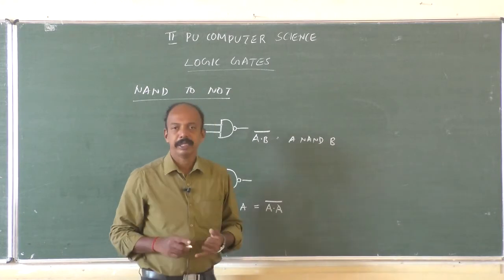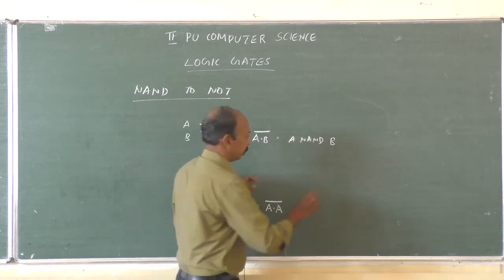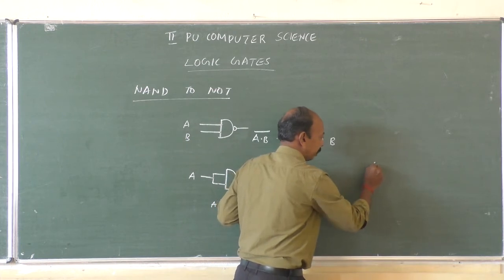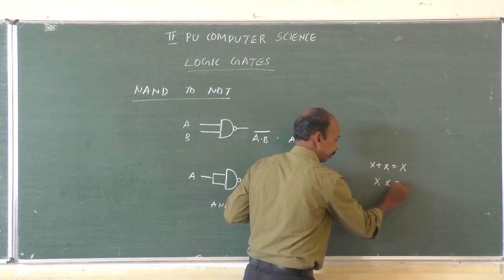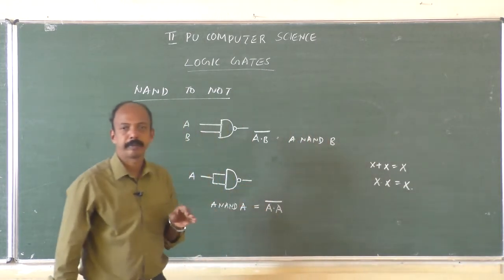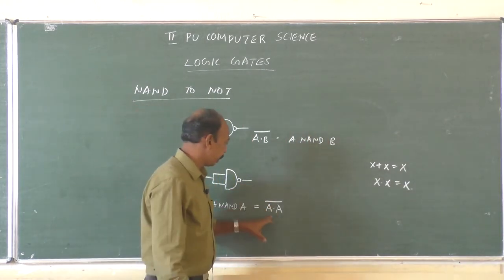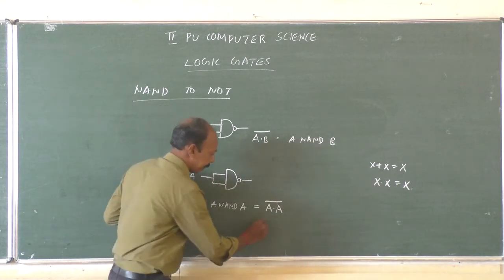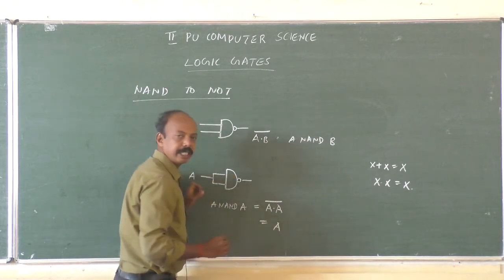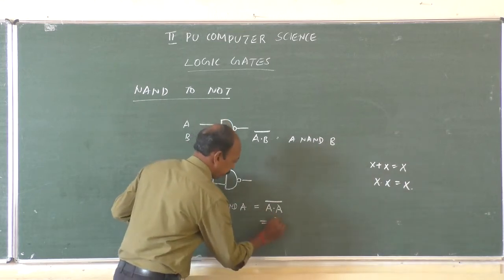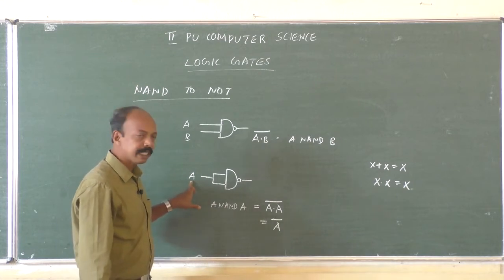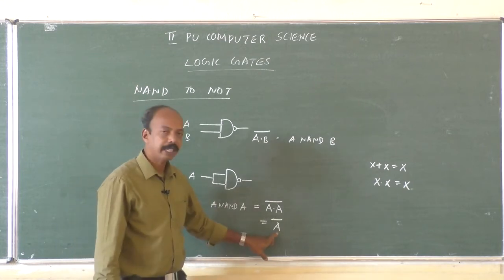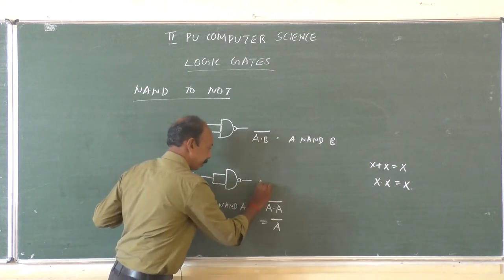From the theorems we have seen in Boolean algebra, we know that x plus x is equal to x, and x into x is also x, isn't it? Idempotency law. So here what will we get? We will get A into A is equal to A only, and bar. So what we have fed is A, what we got is A bar. So the output here will be A bar.